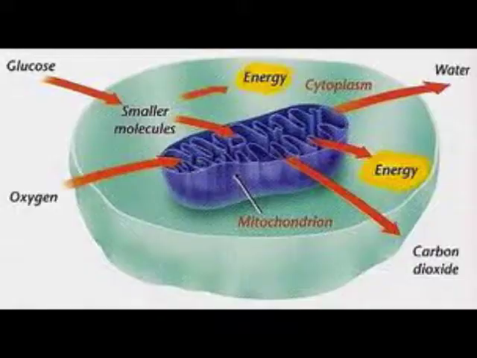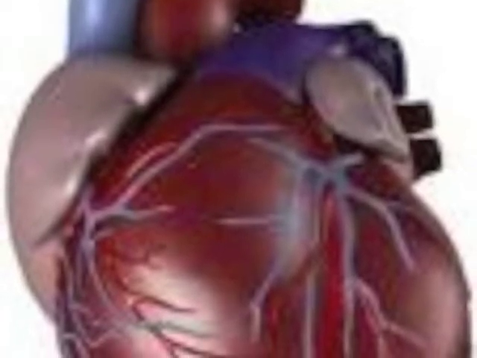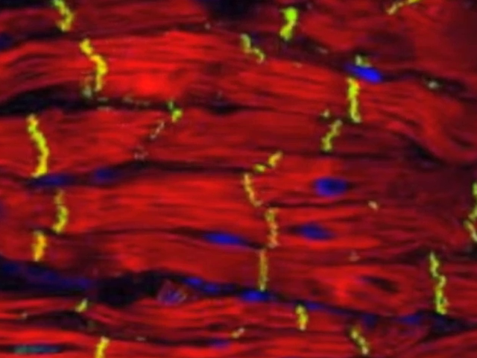Repeat. Cells are doing this at a very high rate. The more active a cell is, the more mitochondria it'll have. For example, a heart cell has lots and lots of mitochondria as it's constantly beating and pumping.